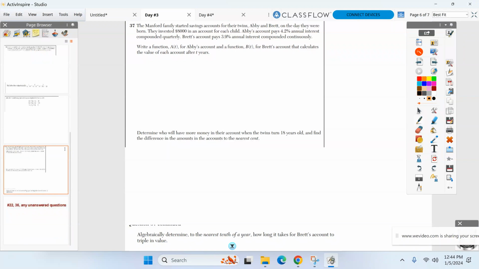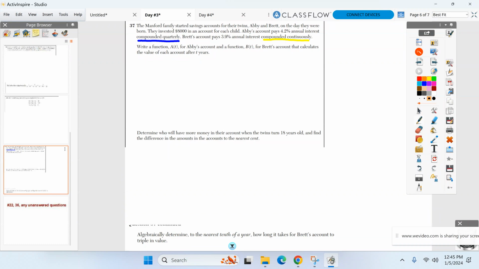All right, we have two people here, Abby and Brett. They happen to be twins if you cared. Both are investing $8,000. Here's the key. Abby's account is going to be 4.2% annual interest compounded quarterly, versus Brett, who has a different interest rate, but his is going to be compounded continuously. Both are going to use different formulas.